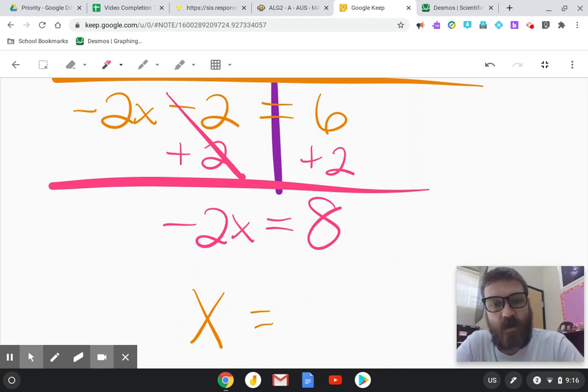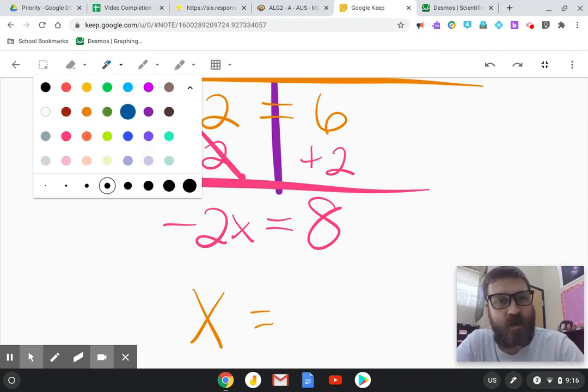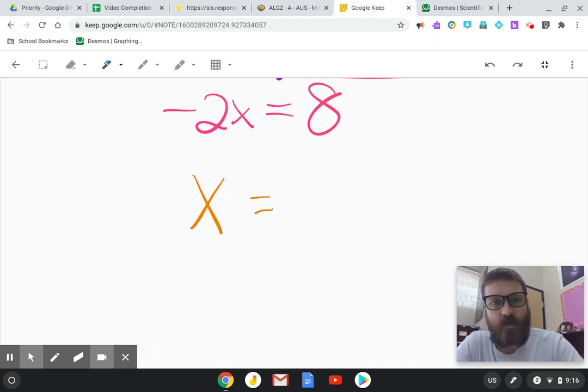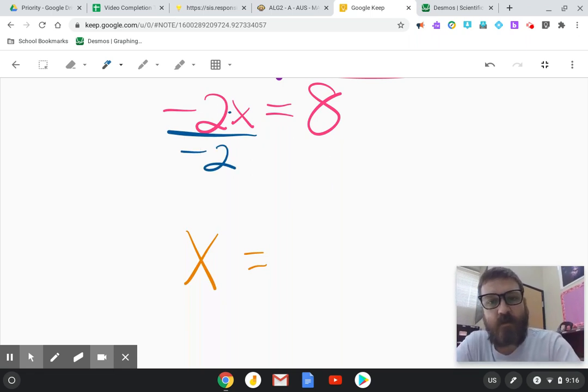Now we're getting closer. All my x's are over here. All my numbers are over here. The only problem is this negative 2 is connected to that x right now. So what do I do to get rid of that? Well, I need to do the opposite. This is negative 2 times x. So I'm going to divide by negative 2 on both sides. Those are going to cancel, leaving me with x.